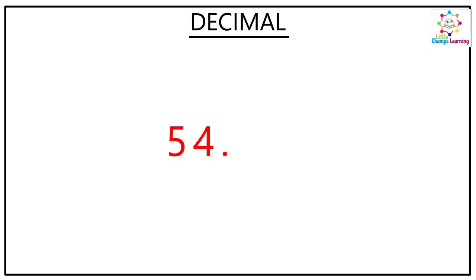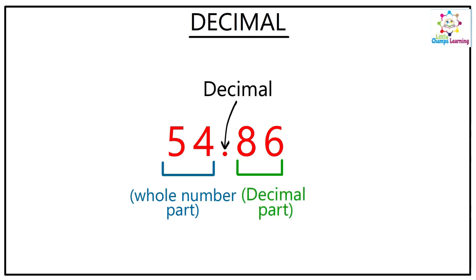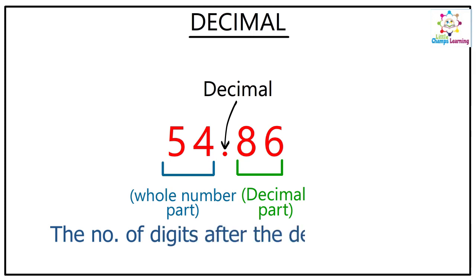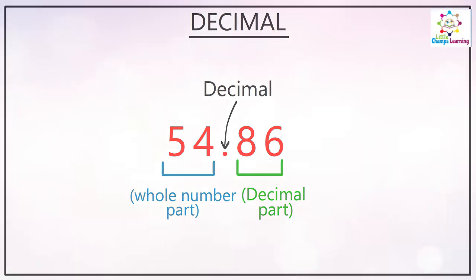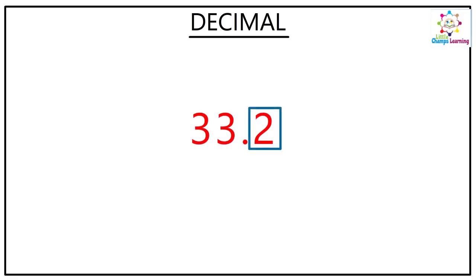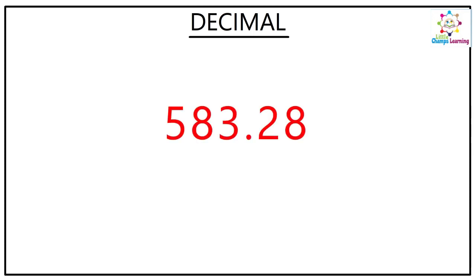A decimal number is made up of two parts, a whole number part and a decimal part, separated by a decimal point. The number of digits after the decimal point is known as the number of decimal places. If I take a number, say 33.2, then this has one decimal place. If I take a number 58.032, then this has 3 decimal places. And 583.28 has 2 decimal places.